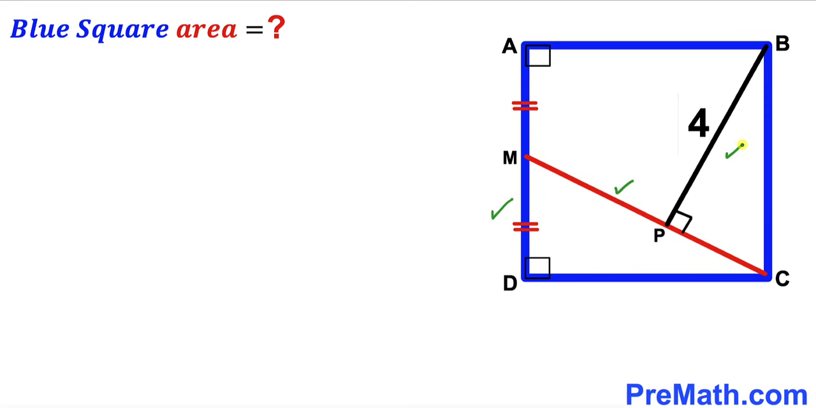In this video, we have this blue square ABCD along with two line segments MC and BP, as you can see in the given diagram, such that BP is perpendicular to MC at point P, and BP is 4 units. Furthermore, AM equals MD. In other words, M is the midpoint. Our task is to calculate the area of this blue square ABCD.